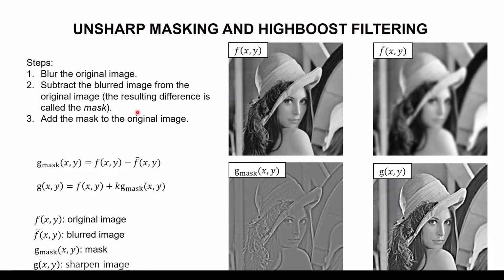In equation form, the process is written like this. These four images illustrate the process. Here I have the original image f, and then I apply a Gaussian blur to the original image. Then I subtract the blurred image from the original image and I get the mask. Finally, I add the mask to the original image and I get the sharpened image g.